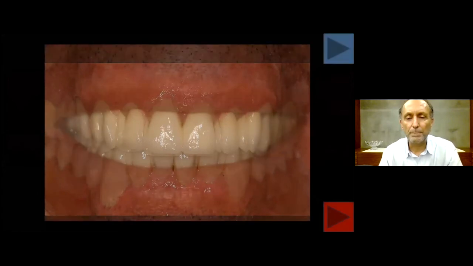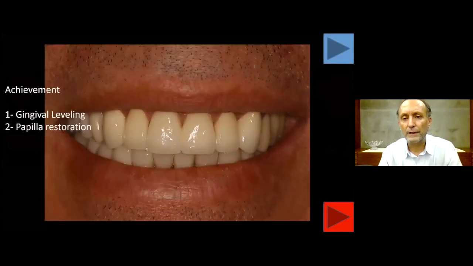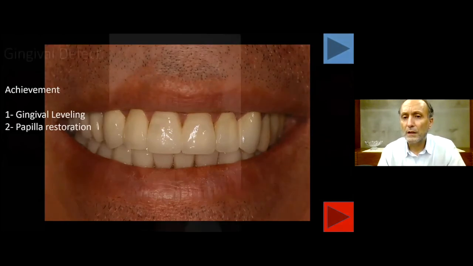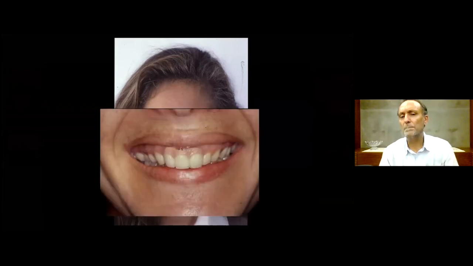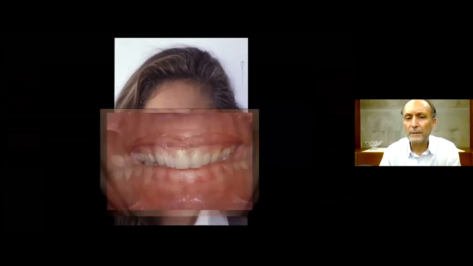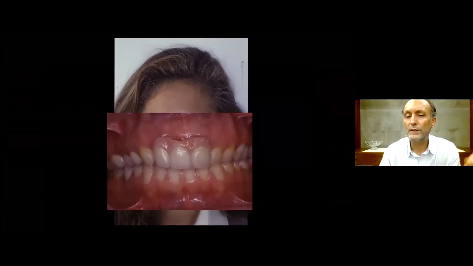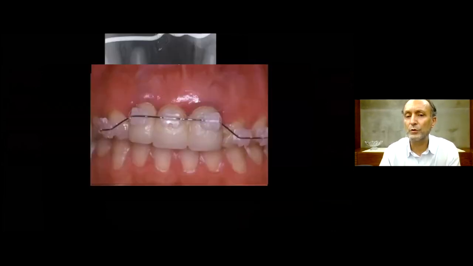Gingival leveling, papilla relations. Gingival defects, they are common, but if we extract, we will end up with a very complex situation. Pink ceramic is not the solution. Look how ugly it is, especially when the demarcation line will show. So for that, eruption, but this was the old times when I used to do it with the orthodontic appliance, and it was a slow movement.